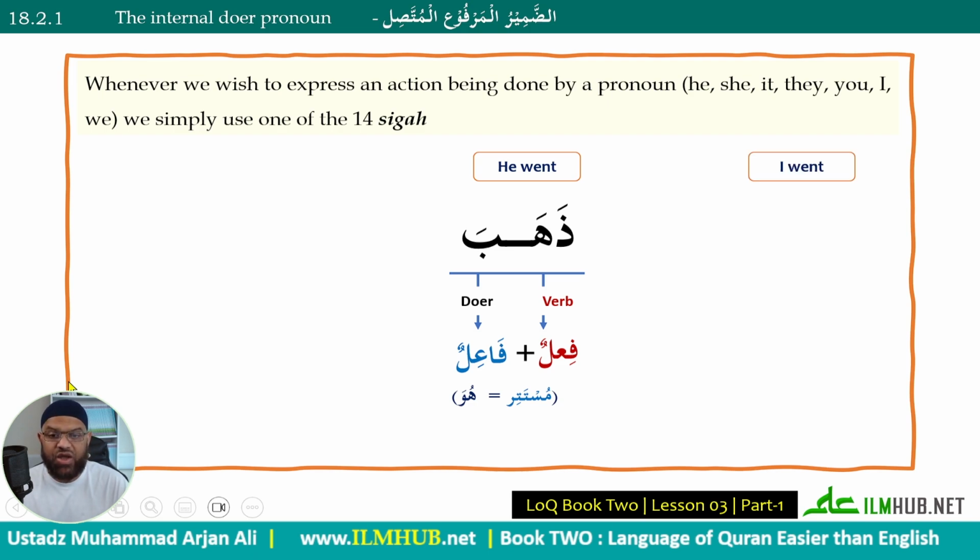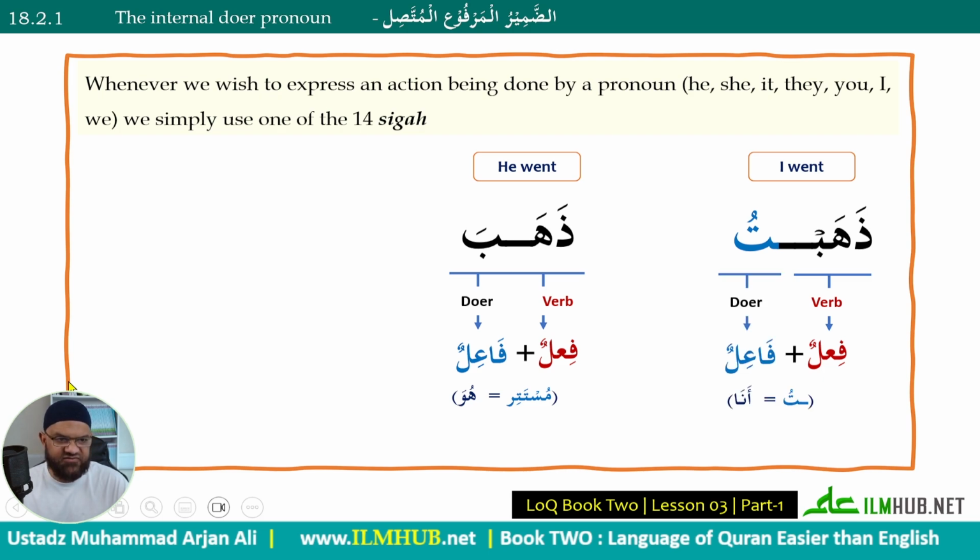If I want to say I went, this should be easy for you now. You should be able to tell me dhahabtu, I went. So again, I have my verb, fa'ilun, and I have my fa'il. In this case, I will say the fa'il is tu, representing ana, but the actual doer is tu. And the ta at the end, which is highlighted in blue for you.